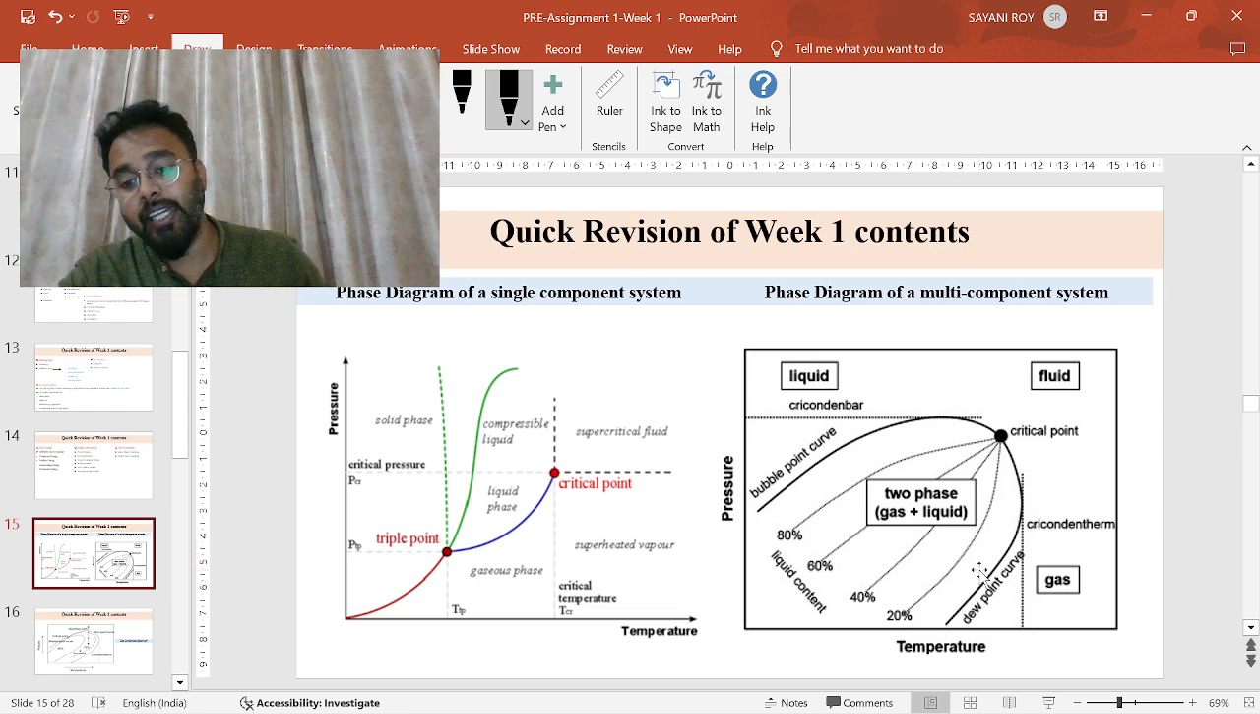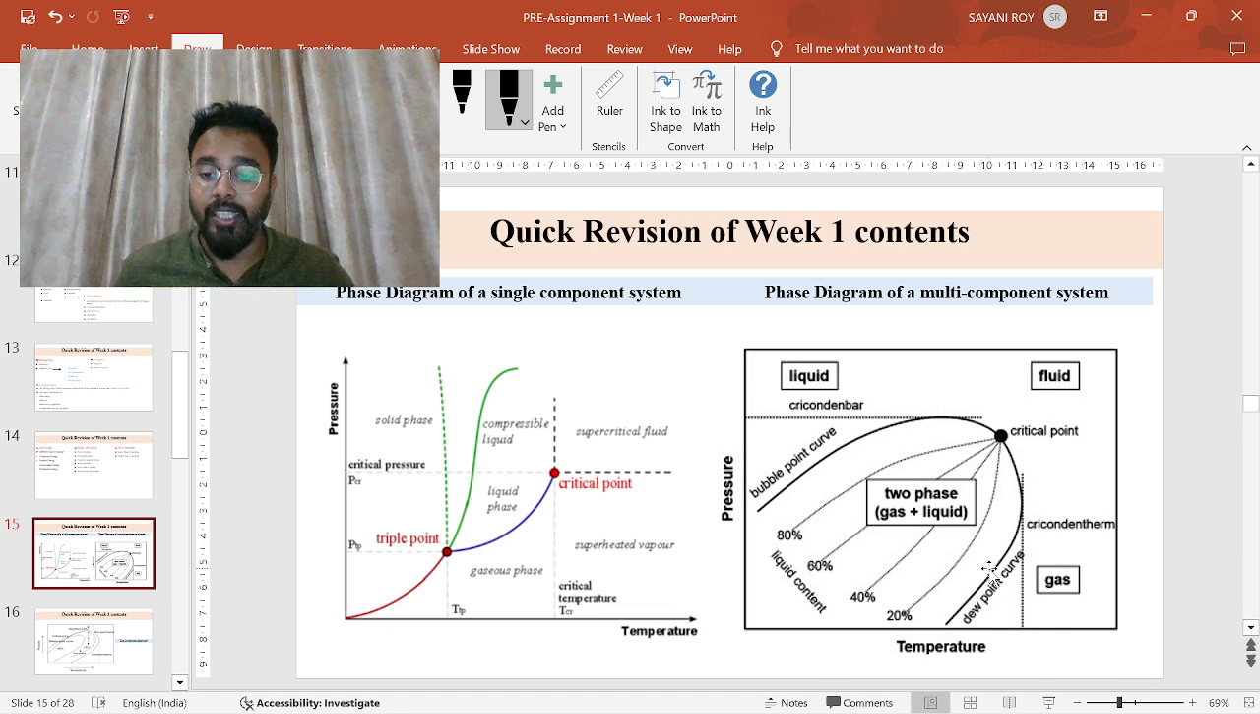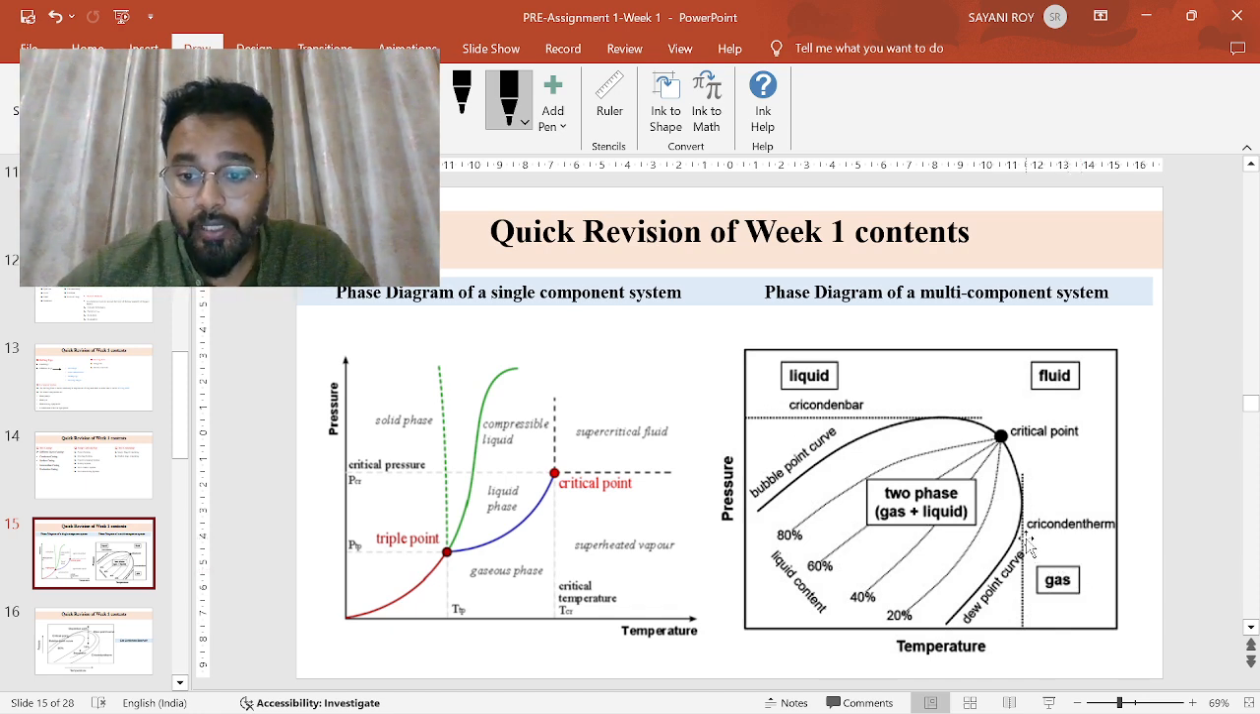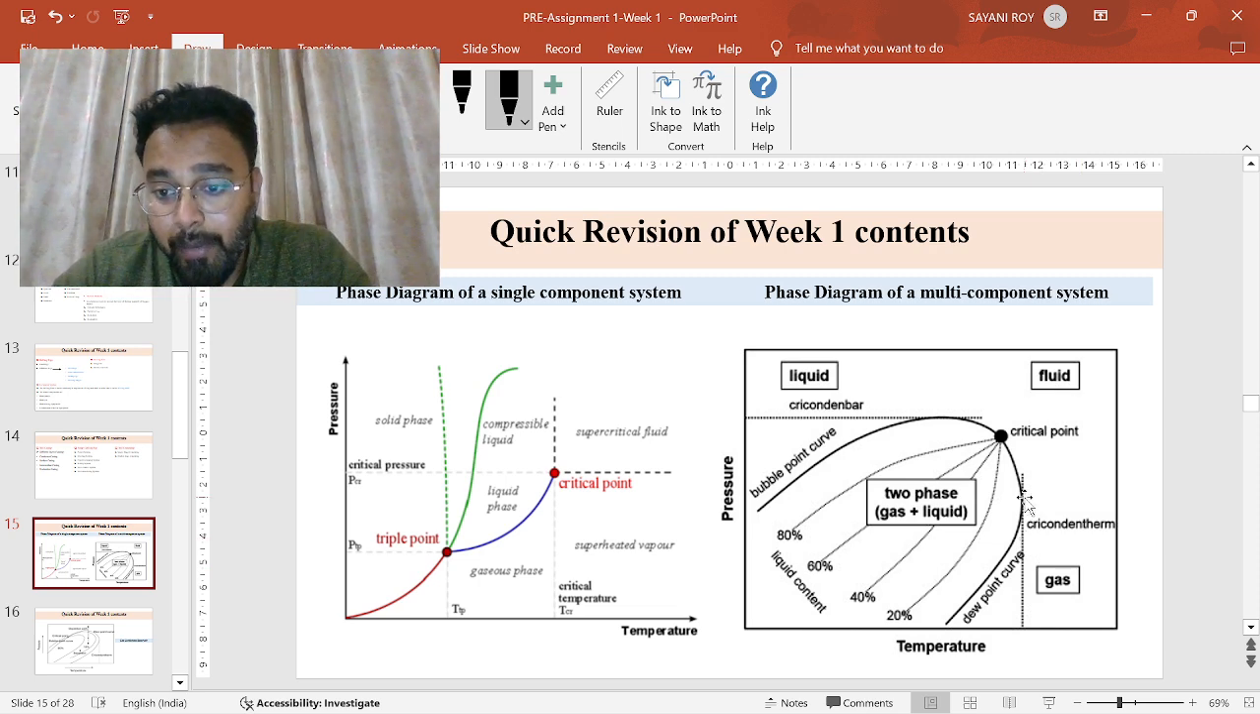Then there is 20%, and at the dew point the last drop of liquid evaporates. It means when my point is on the curve, at this point the last drop of liquid that was present in the reservoir has evaporated. If we go further, meaning if we decrease the pressure further and increase the temperature more, then we will find only gas present in the reservoir. And there is a point called the cricondentherm. The cricondentherm is the maximum temperature at which liquid can be present. Above this temperature, no liquid can be present.